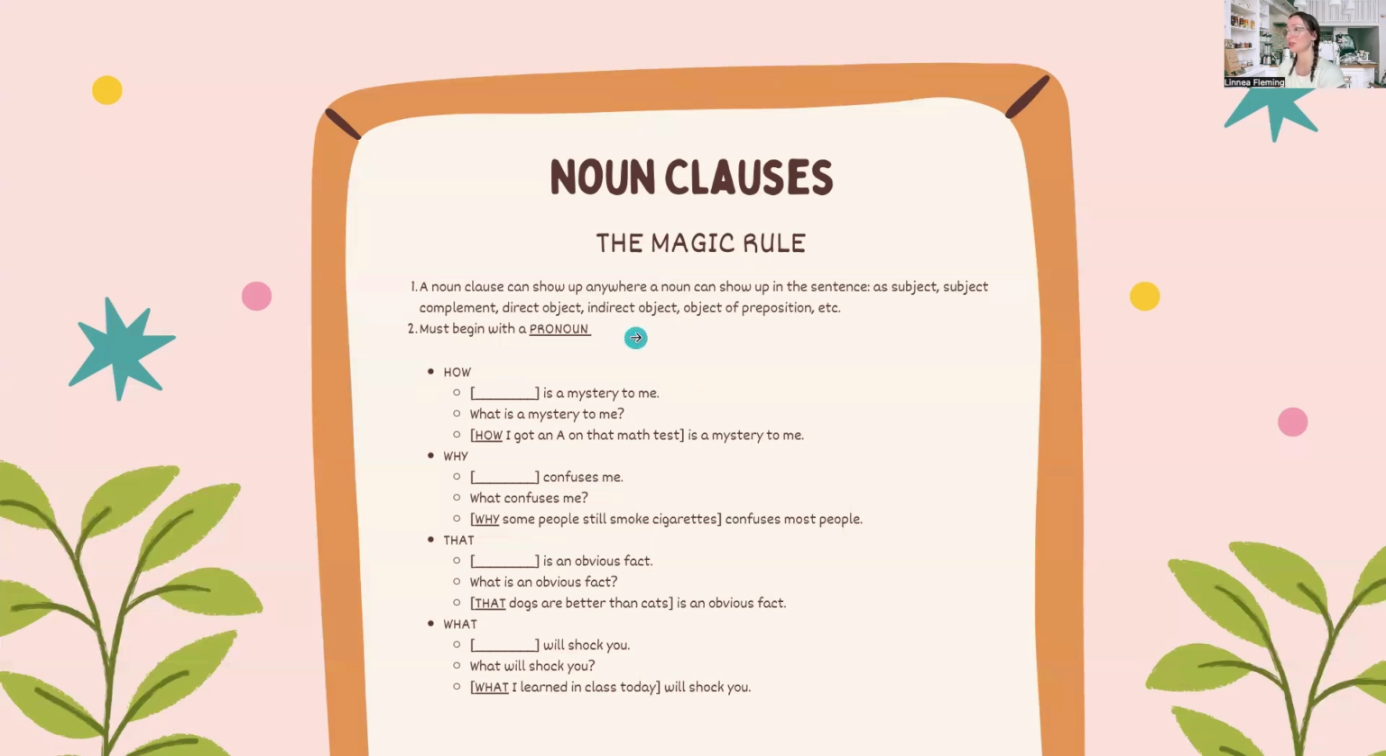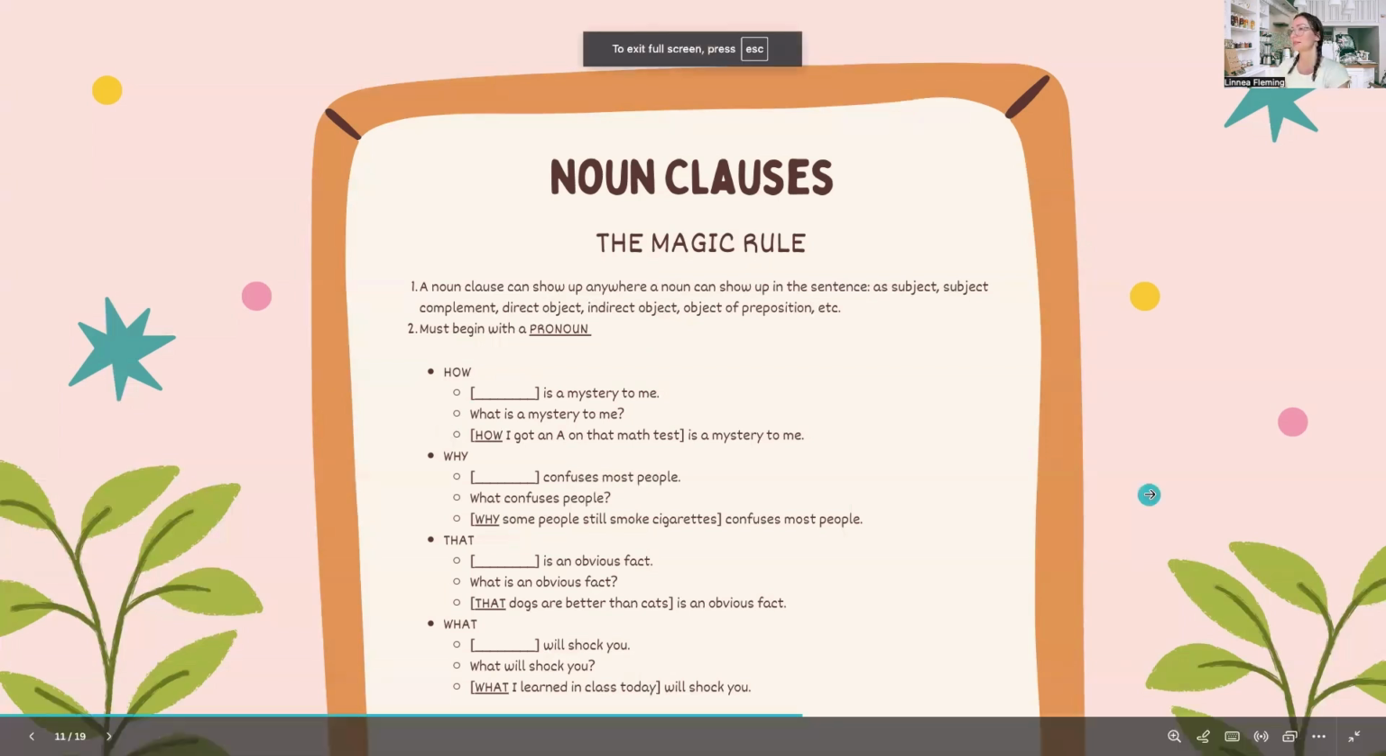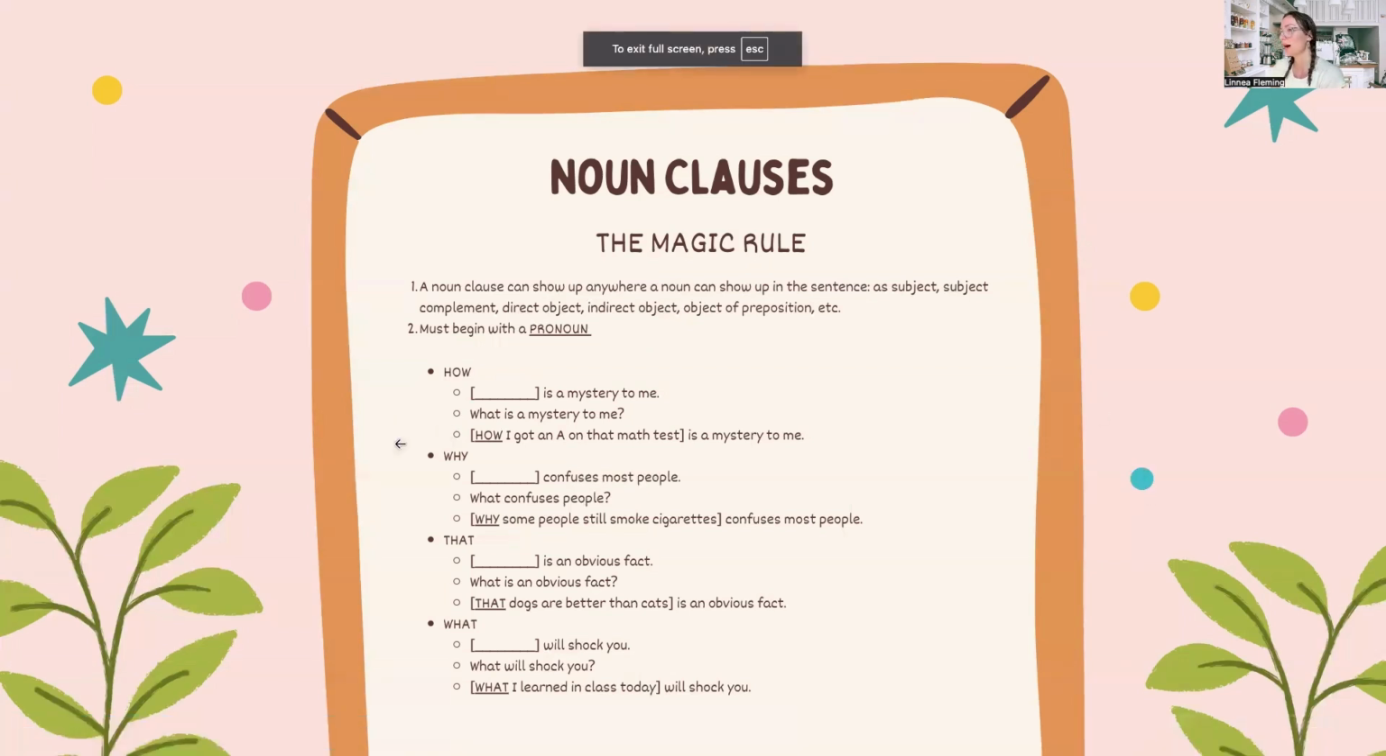So now we just have to fill in the subject with a noun clause. And you know that something can be a noun clause if it can be replaced with the word what. What is a mystery to me? How I got an A on that math test is a mystery to me. Okay, let's try the next one. Why? Blank confuses most people. What confuses most people? Why some people still smoke cigarettes confuses most people.